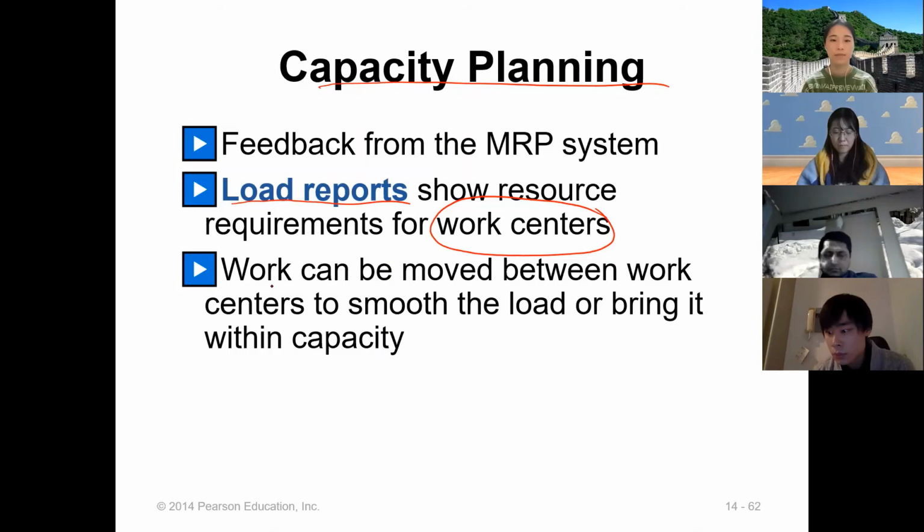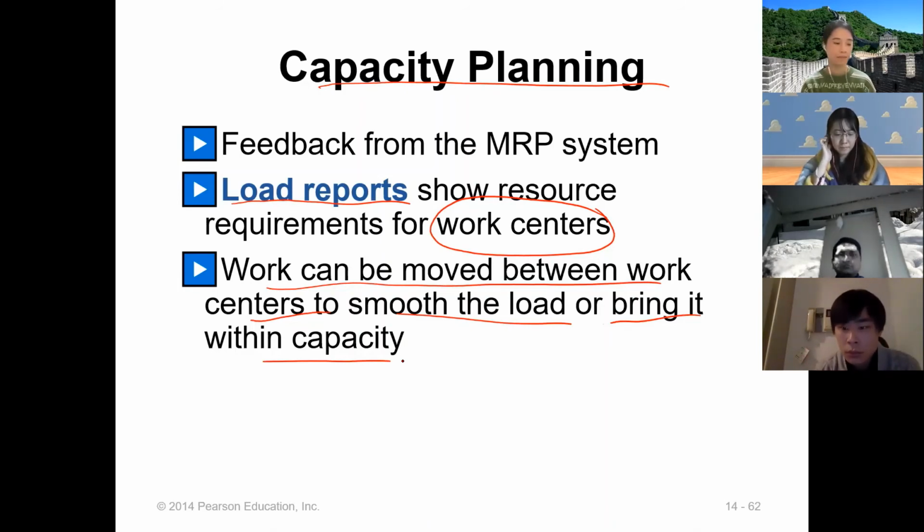Of course, work can be moved between work centers to smooth the load or bring it within capacity if they are doing the same work. For example, this center is welding, and this is also welding. So if you have 5 welding machines, you can actually move work around between the welding machines, in order to smooth the load or bring it within the capacity.